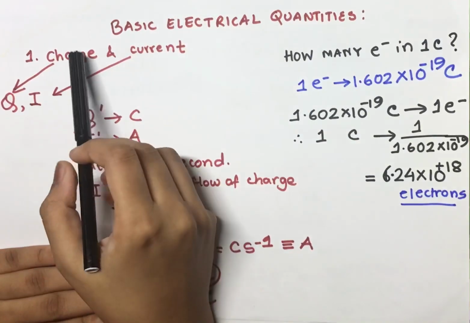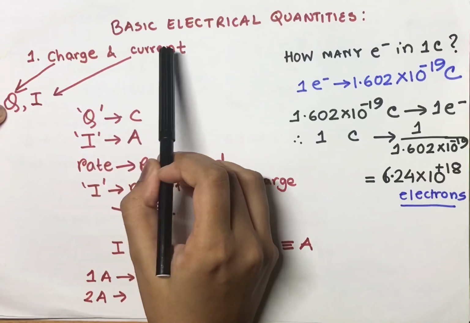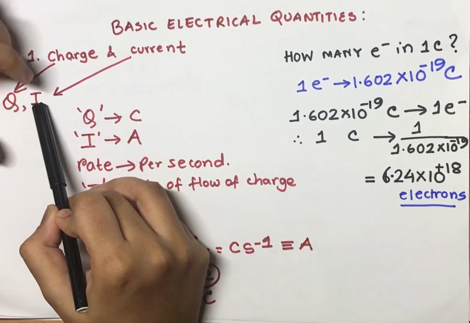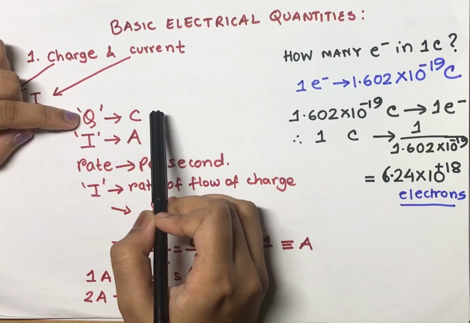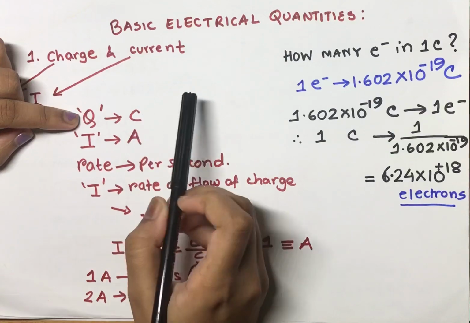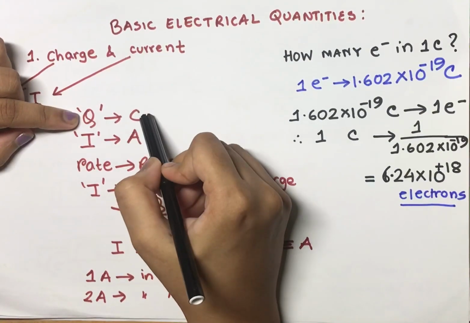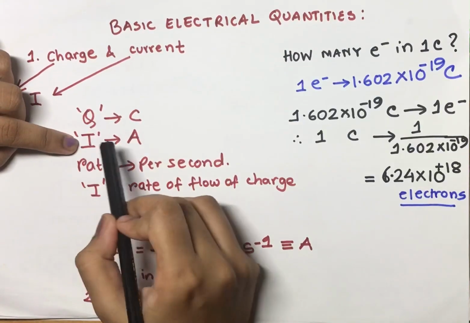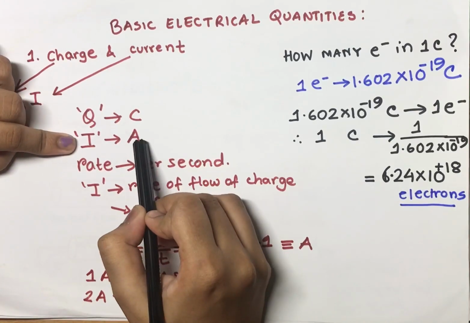Now, we denote charge by the letter Q and we denote current by the capital letter I. The SI unit of charge is Coulomb, and we write Coulomb with a capital C as its symbol. And the SI unit of current is Ampere, and the symbol of Ampere is capital A.